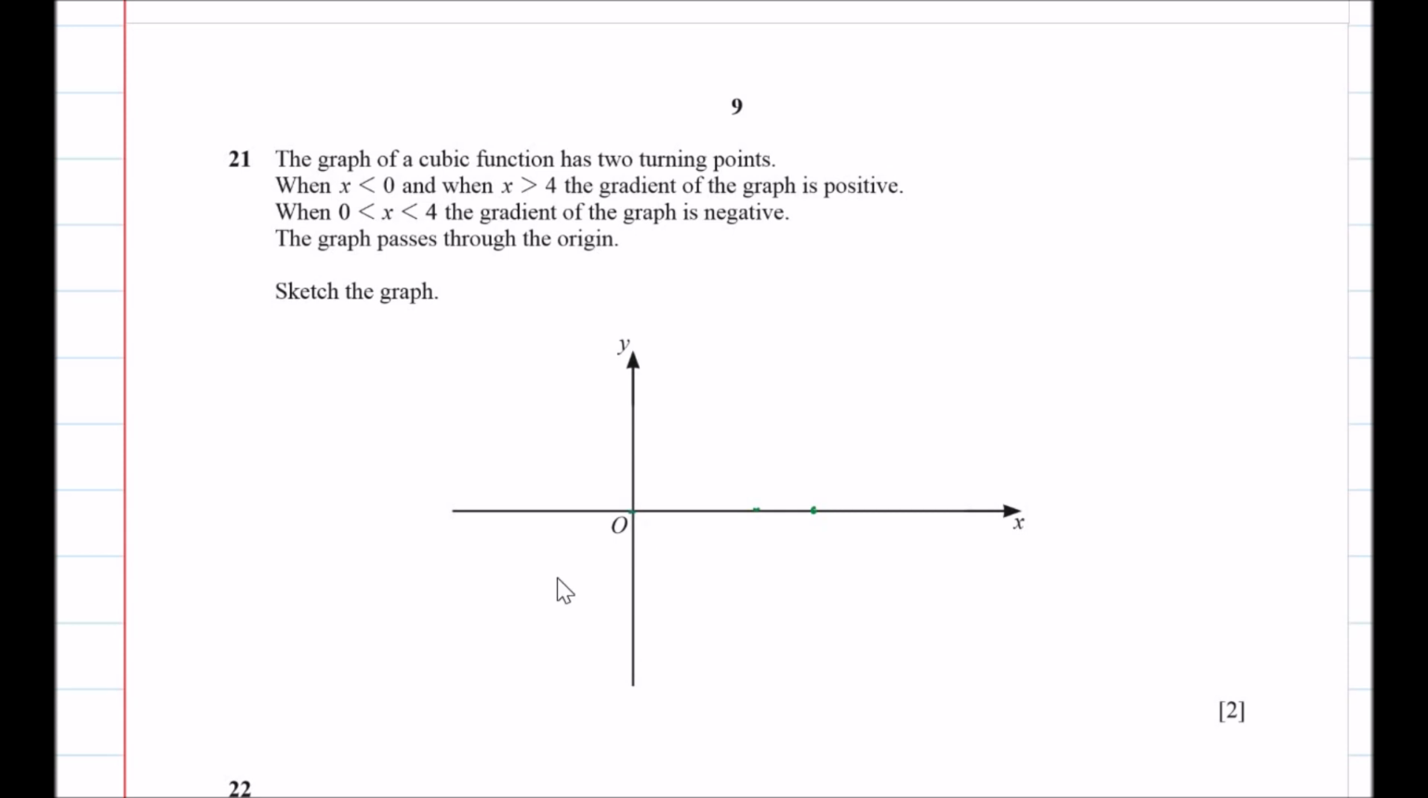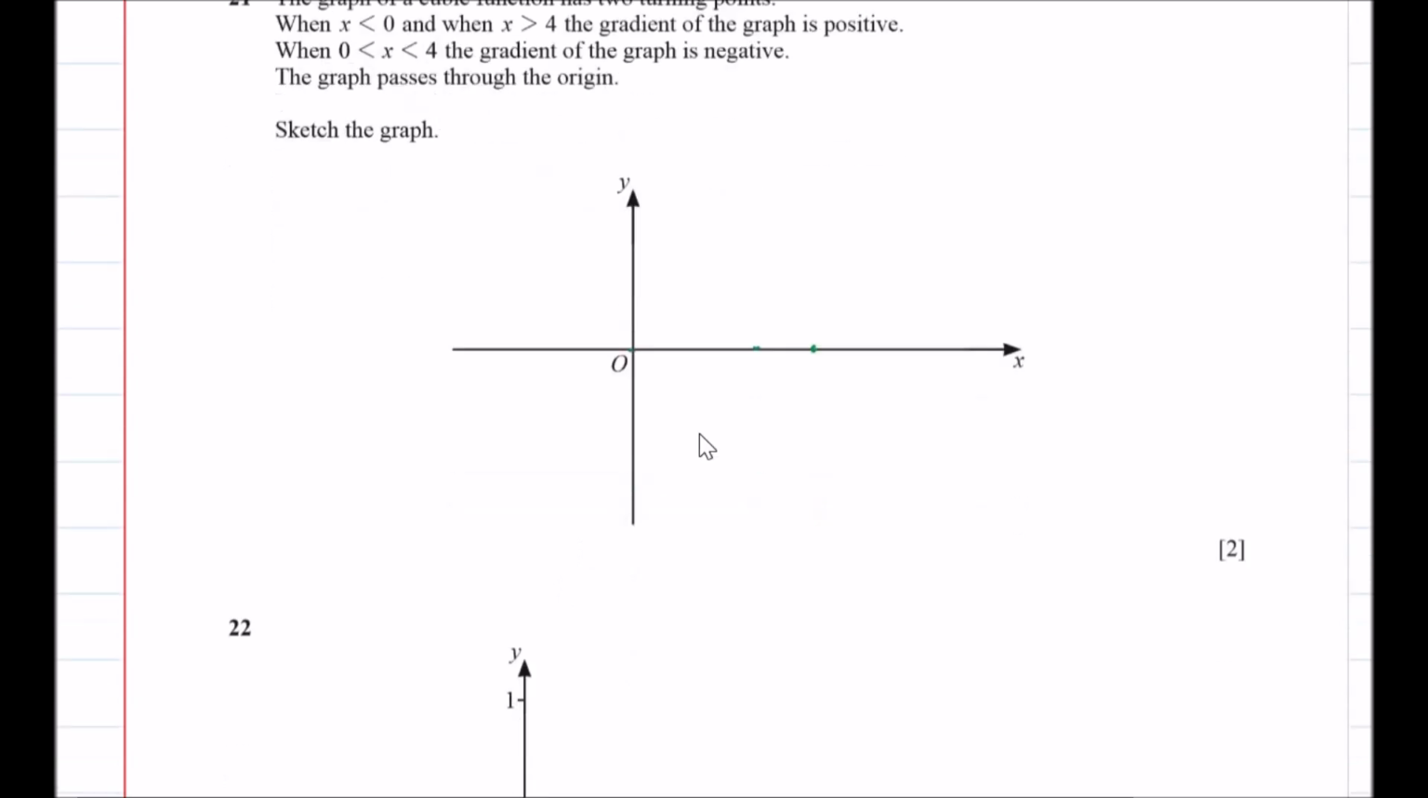Okay. Sketch the graph. Now as you must know, for a cubic graph we get a curve like this. So start from here, it goes this way, through the origin, then comes down, and goes like this. Now 4 here. Why?